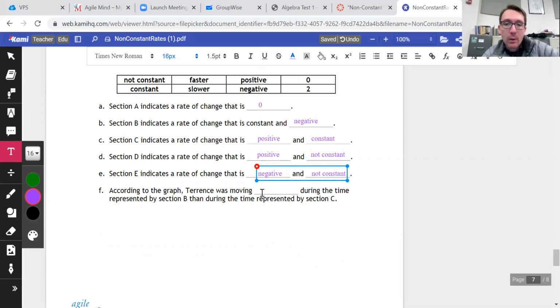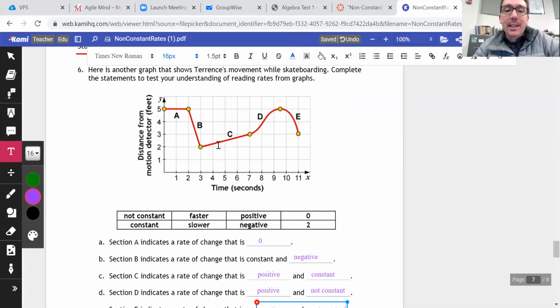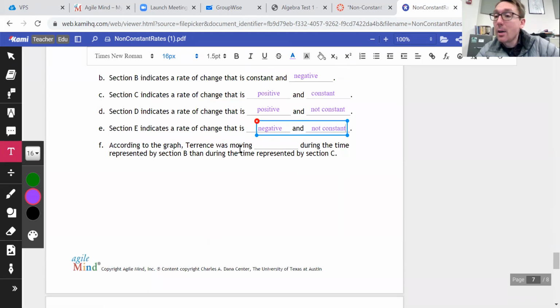According to the graph, Terence was moving what during the time represented by section B, then during the time represented by section C? Look at B and C. Which one is he moving faster? Now, one of them he's moving toward the motion detector. The other one he's moving away from the motion detector, which means the distance is getting closer, further away. That's what makes the line go up versus down. But if they're just asking about speed, they don't care about whether he's going up or down. They just want to know how fast he's going in either direction.